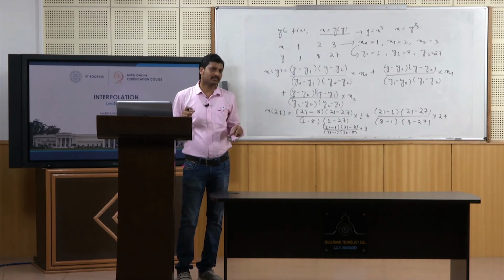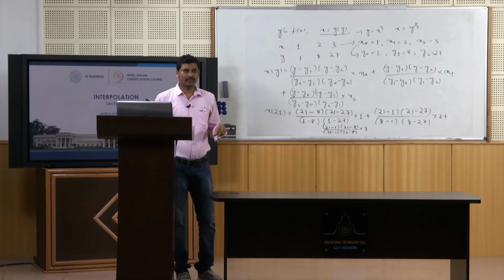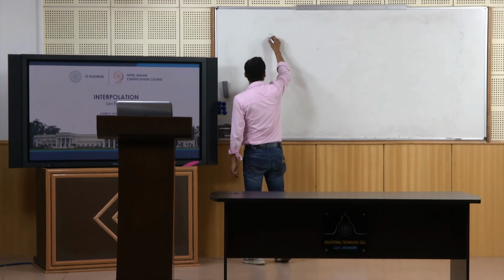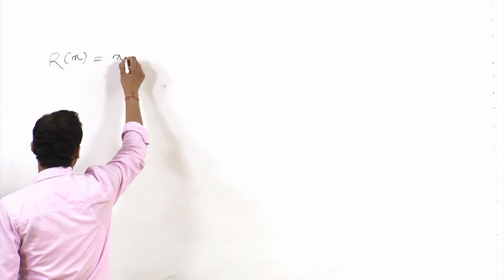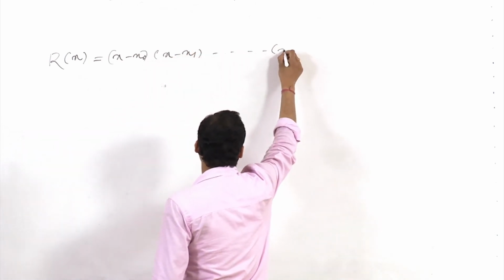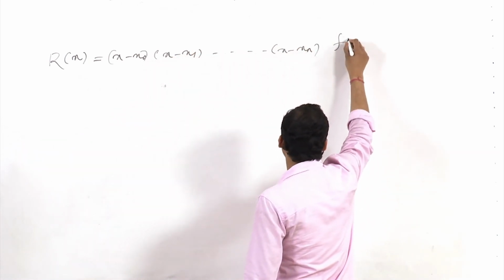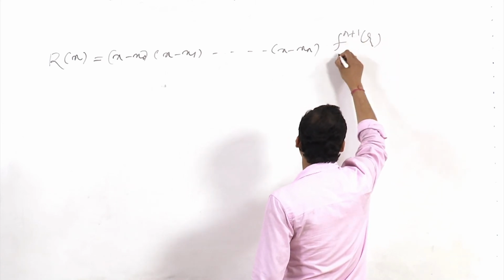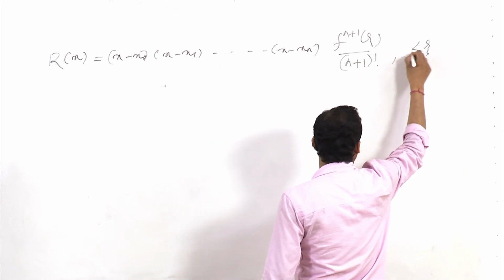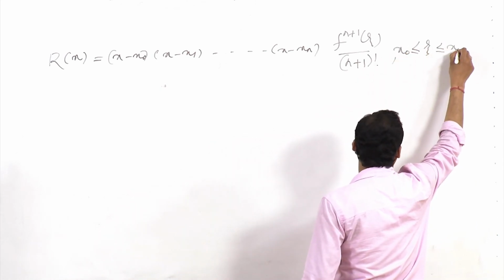(x minus x0)(x minus x1) up to (x minus xn), f to the power n plus 1 of zeta, divided by (n plus 1) factorial, where zeta lies between x0 and xn. So the same approximation we can use over here also. For n terms, usually we write this error term R(x) as (x minus x0)(x minus x1) up to (x minus xn), f to the power n plus 1 of zeta by (n plus 1) factorial, where zeta lies between x0 and xn here.